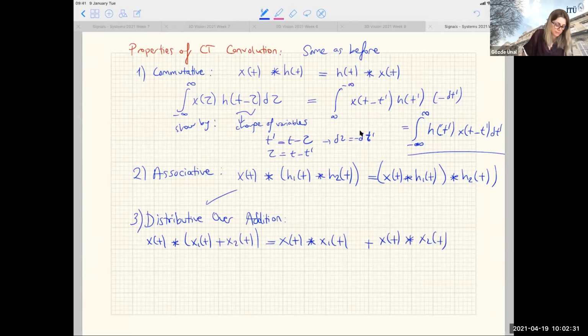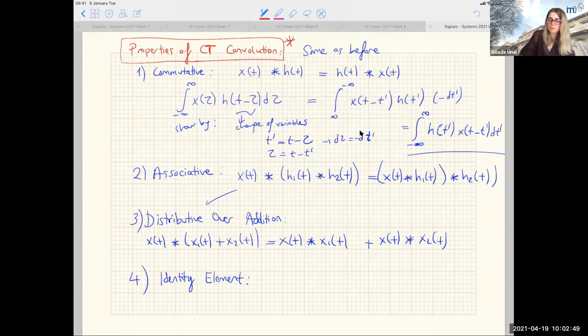For identity, it has an identity element. What is the identity element of the continuous time convolution? What do you think? We are looking at this convolution operator. It's delta of t, right? Similar to before, it was delta n. Operating this operation over any signal through the identity element gives me the same signal, so it's not making a change. Of course, due to commutativity, you can change the order.